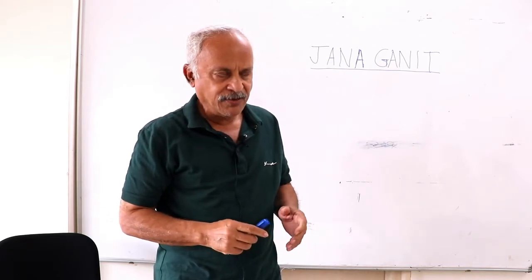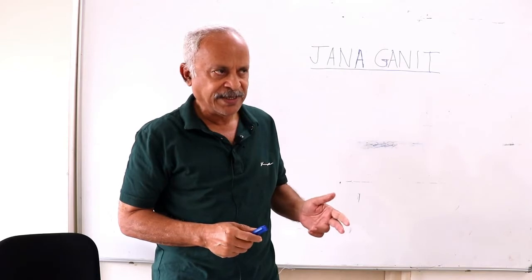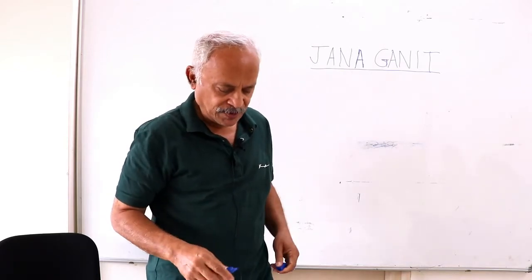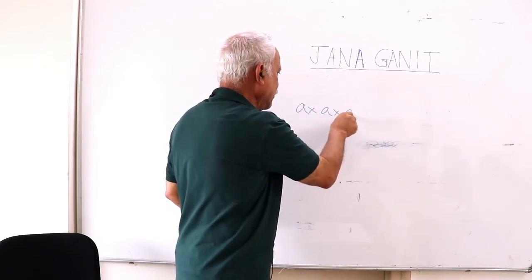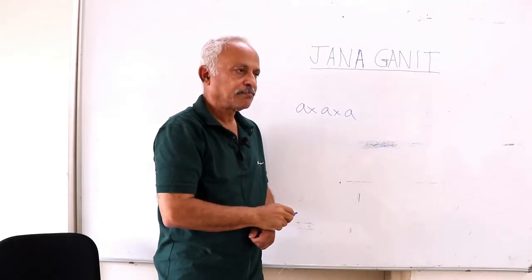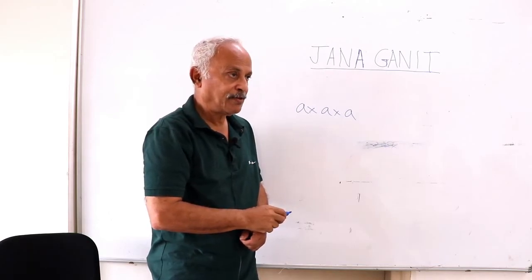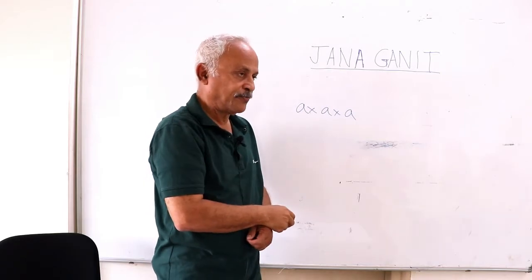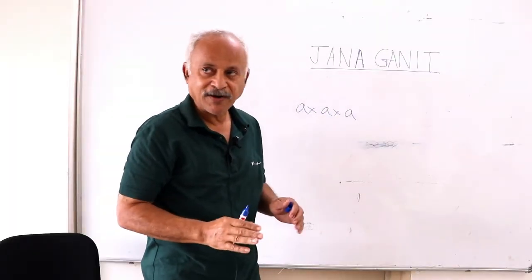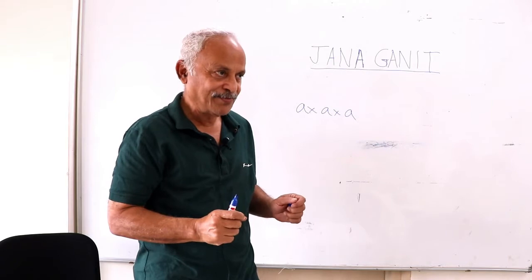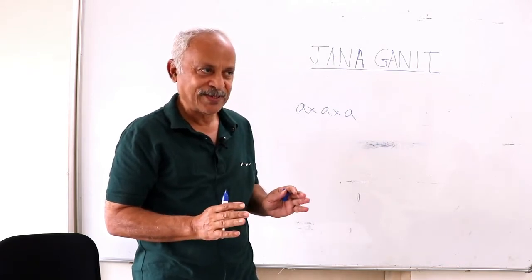If I have A into B into C, we know the factors are A, B, and C, right? So now, what are the factors of A into A into A? No, 3A is not a factor. So the first factor is? A. Second factor is? A. Third factor is? A. So here the factors are A, A, and A. Okay, just keep that in mind.